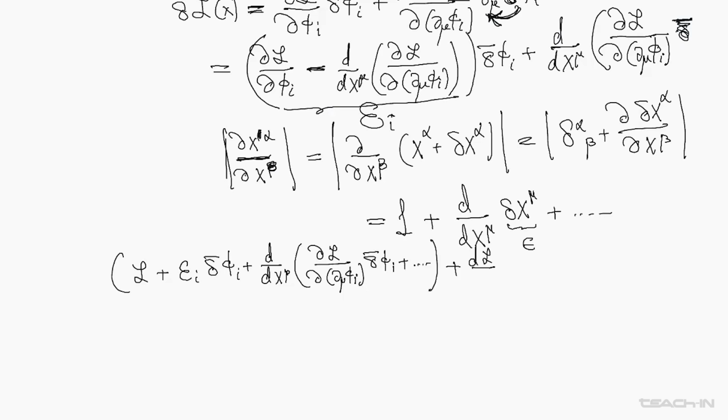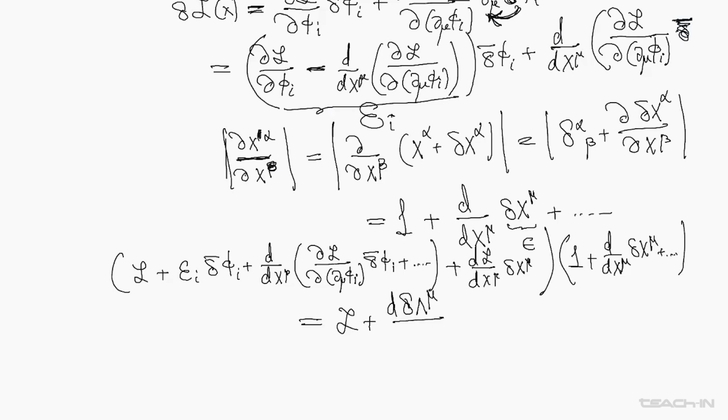Then this should be multiplied with the Jacobian at leading order. This is 1 plus d over dx mu delta x mu plus higher order terms. And on the right hand side, we still have the original Lagrangian plus the total variation of the total derivative term infinitesimally. So we vary it according to how fields and coordinates vary.